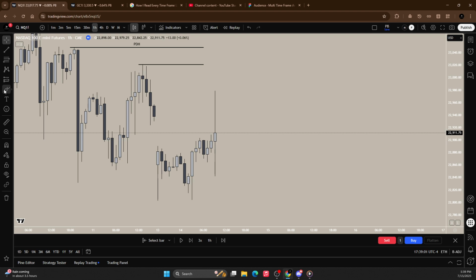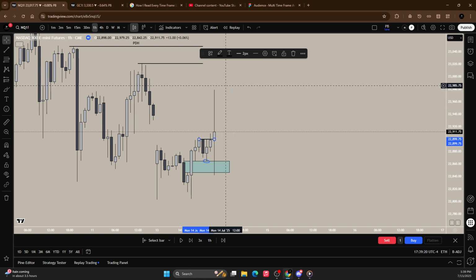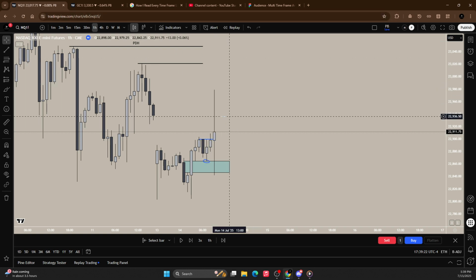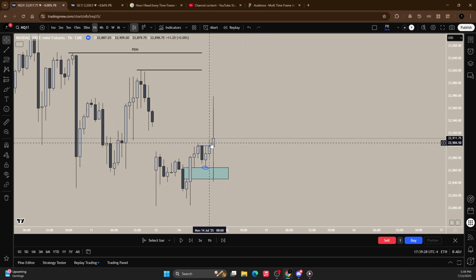Now, what does price do here? So we have a very wicky candle, right? But what I see is us retracing into this hourly fair value gap and sweeping this relevant swing. And then I also see an hourly CISD to the upside, right? So to me, this is the hourly time frame aligning with my daily. We are bullish. This is my hourly time frame aligning.